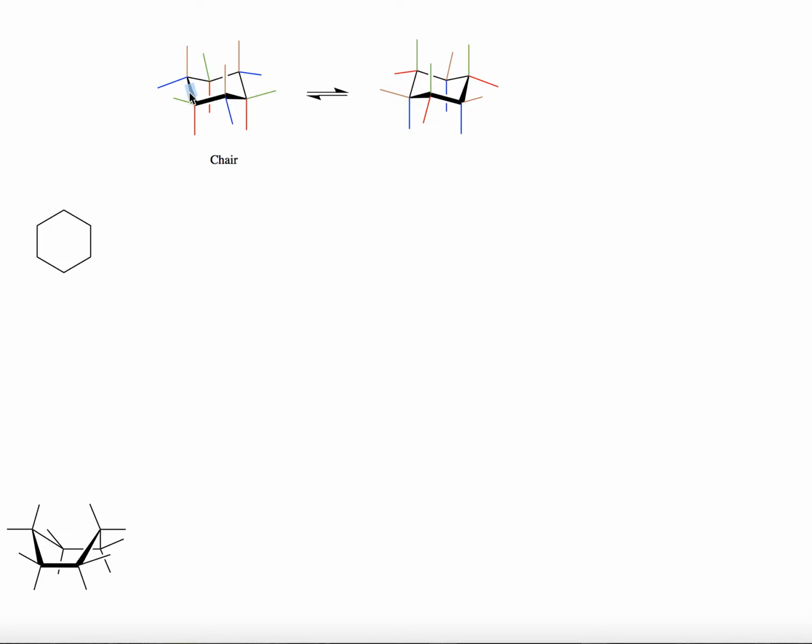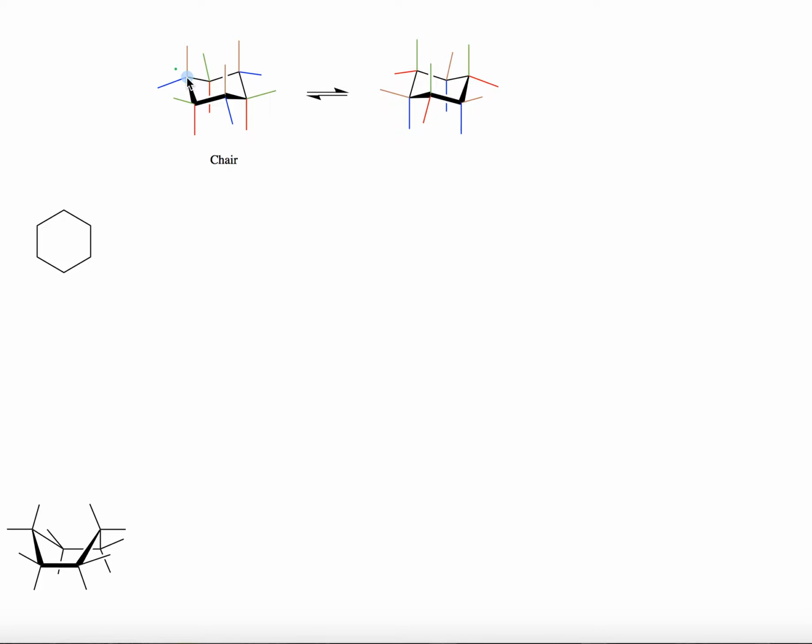If you look at the chair conformation, the first thing that you will notice is that the bond angle in every carbon here is very close to 109.5, which is the optimal bond angle for sp3 hybridized carbons. So the angle strain here is very minimal, since once again the bond angle in every chair conformation for cyclohexane is very close to the optimal bond angle.